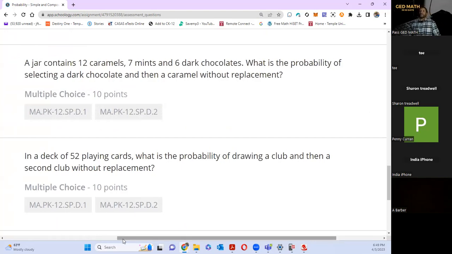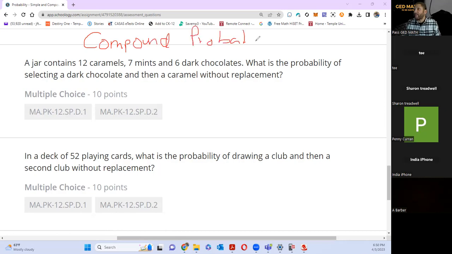Okay, so let's look at this one. A jar contains 12 caramels, 7 mints, 6 dark chocolates. What is the probability of selecting a dark chocolate and then a caramel without replacement? So how many events is happening? How many things am I doing? 2. I picked the dark chocolate, then I picked the caramel. That's more than one, so I already know it's compound probability.